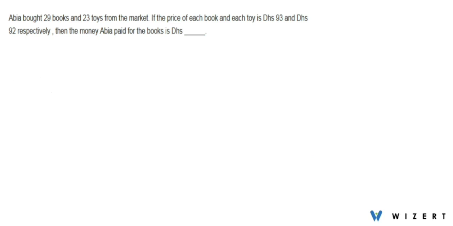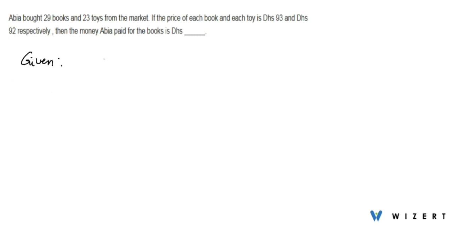Abia bought 29 books and 23 toys from the market. If the price of each book and each toy is DHS 93 and DHS 92 respectively. DHS is the currency, we can call it dirham also. So the money Abia paid for the books in dirham we have to find out.